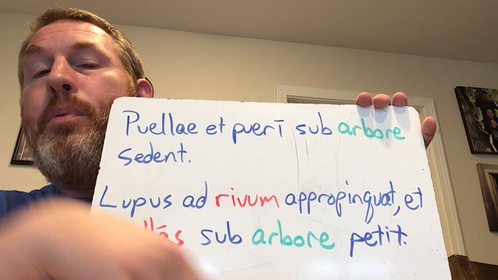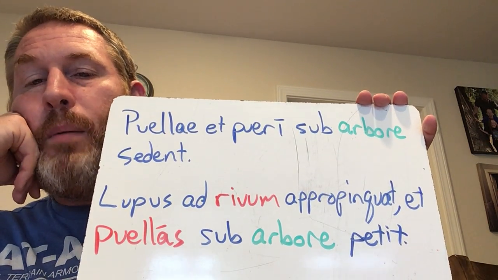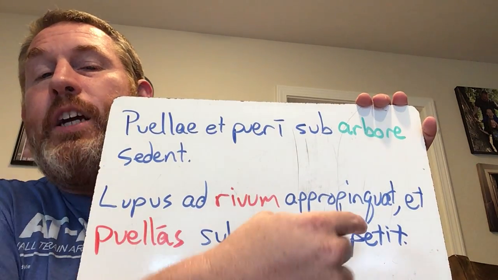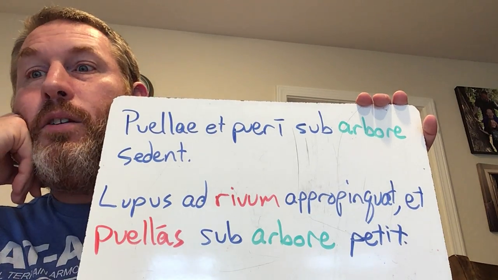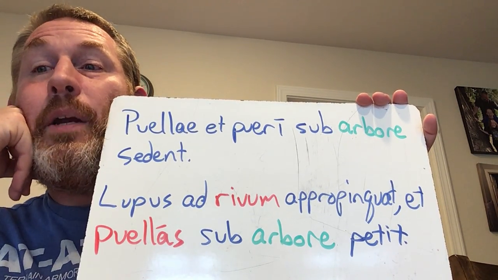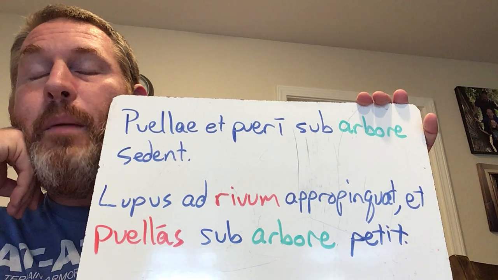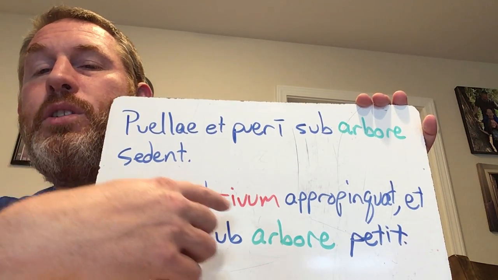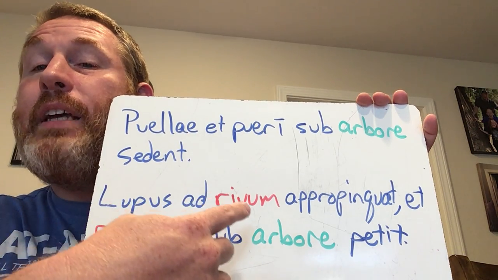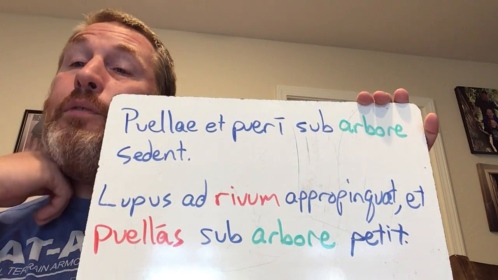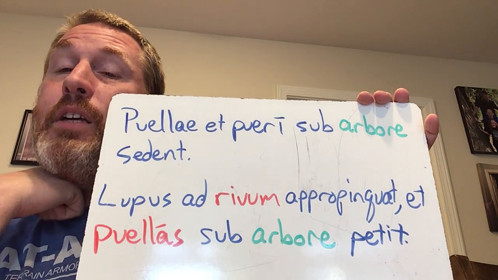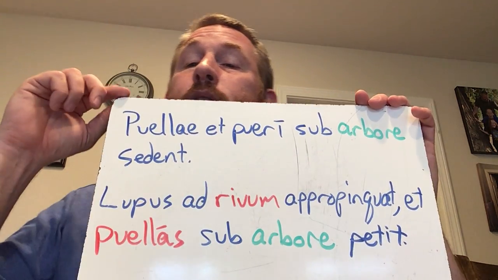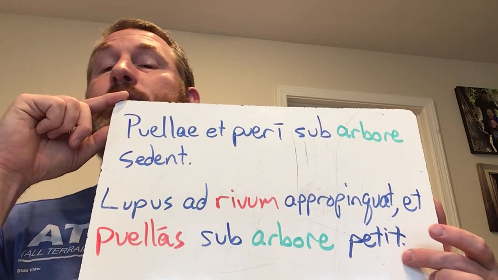Lupus ad rivum appropinquat et puellas sub arbore petit. So the lupus, right? So check your verb, appropinquat. That's singular. So who's doing it? Look for who's in the nominative case. The lupus is in the nominative case. So the wolf approaches toward the stream. Ad is a preposition, and it takes the accusative. We call that governing, by the way. So ad governs the accusative. So the wolf approaches toward the stream, and, right, it seeks, petit.